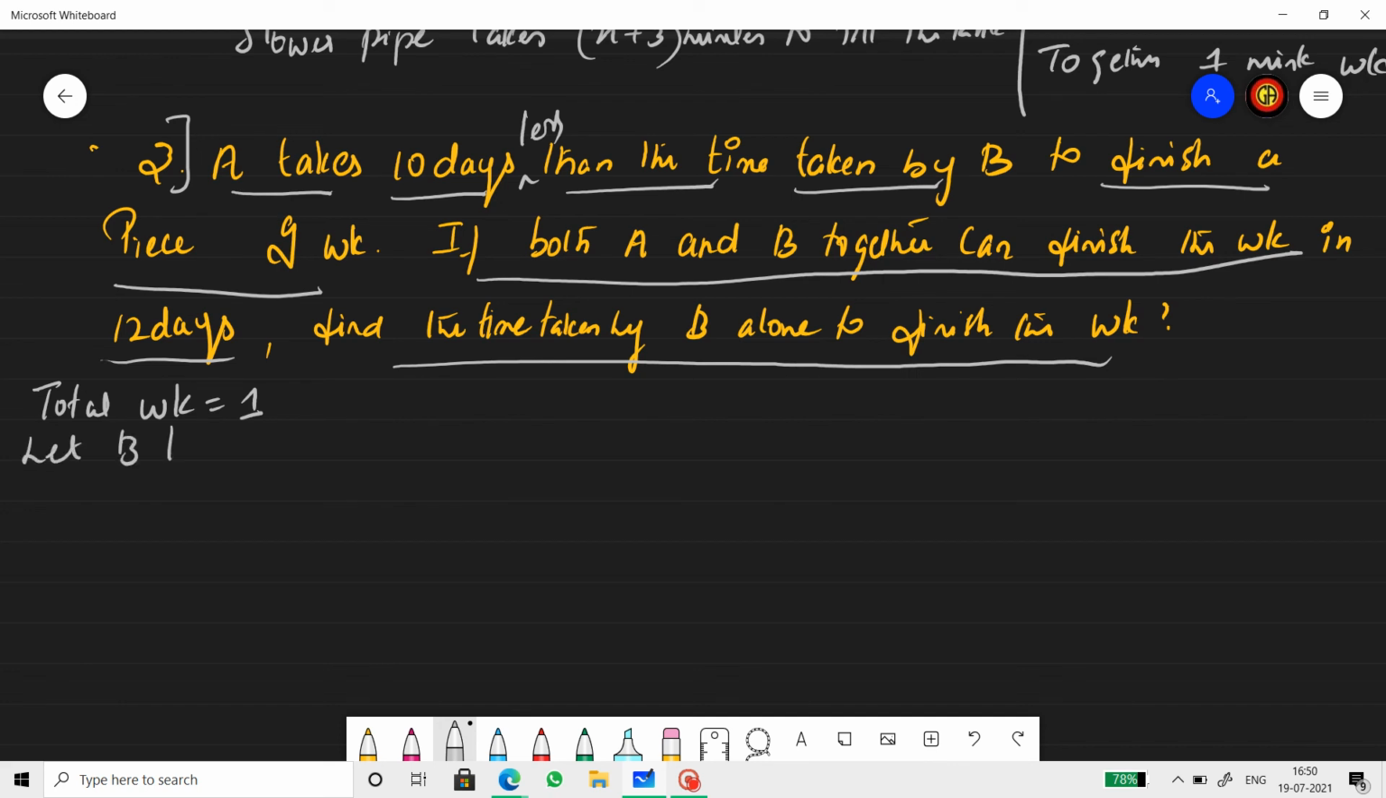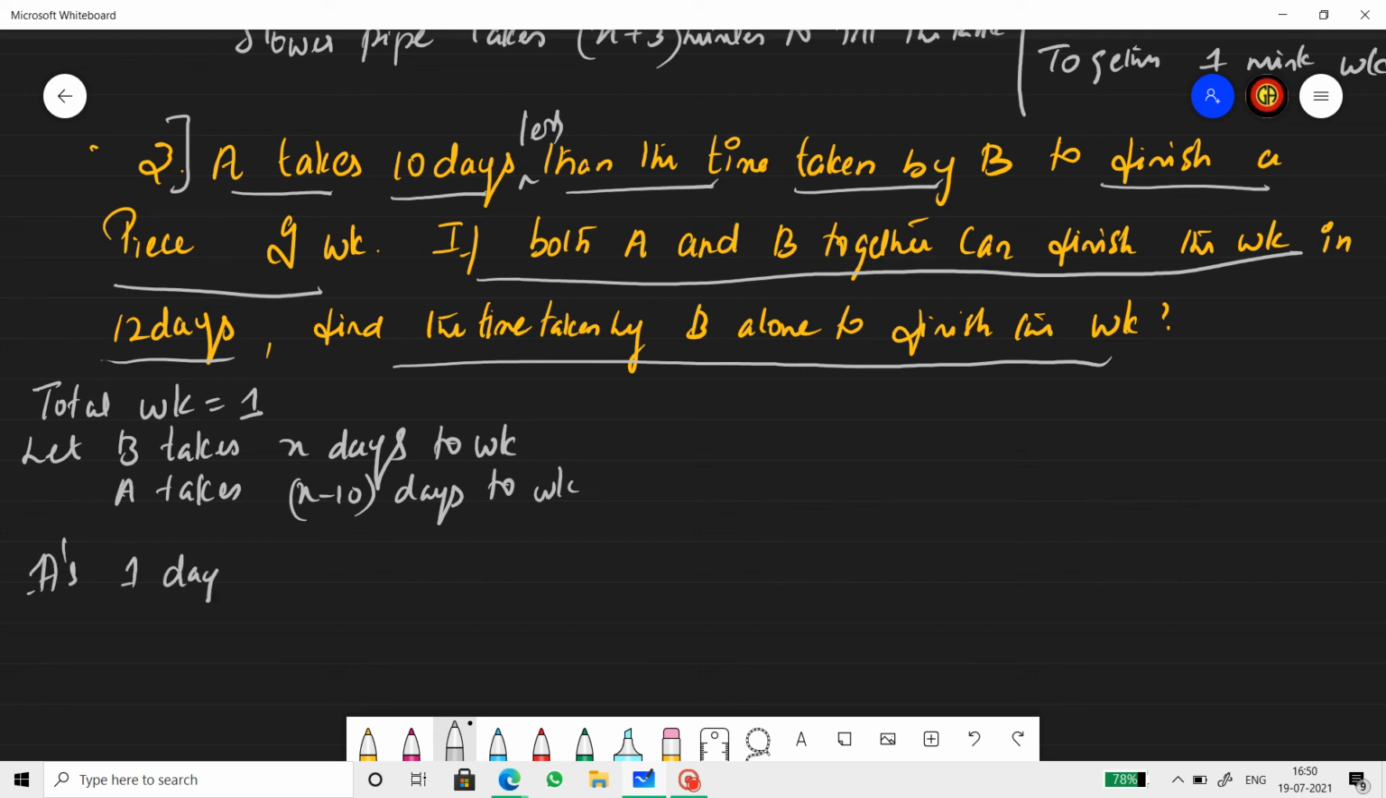Let B take X days to complete the work. Then A will take X minus 10 days to complete the same work. A's 1 day work will be 1 by X minus 10, and B's 1 day work will be 1 by X.